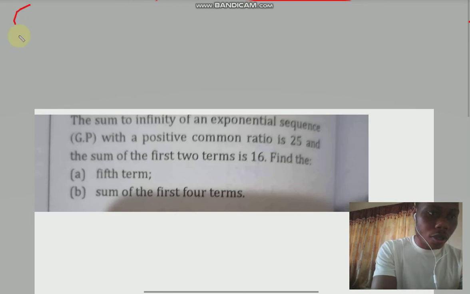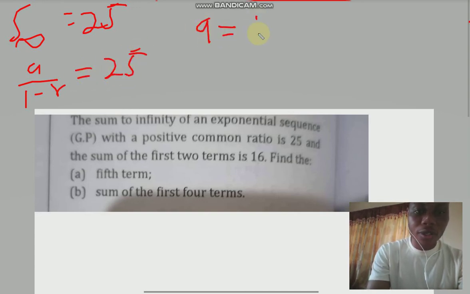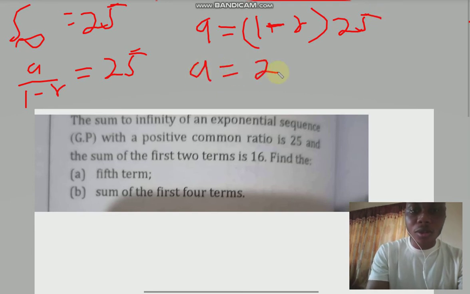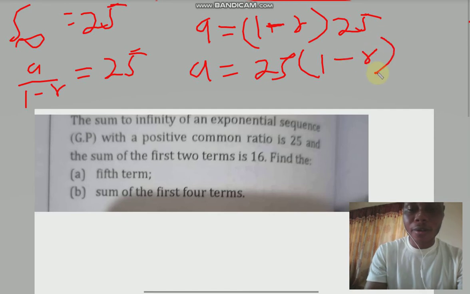The sum to infinity is what? 25. We know that the sum to infinity formula is a over 1 minus r, which equals 25. Making a the subject, we get a equals 25 multiplied by 1 minus r, right?